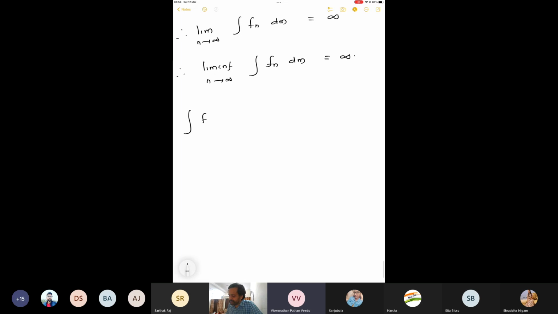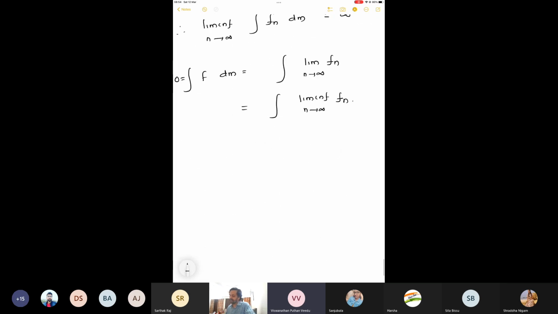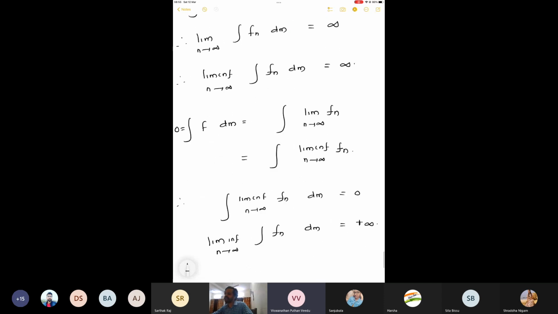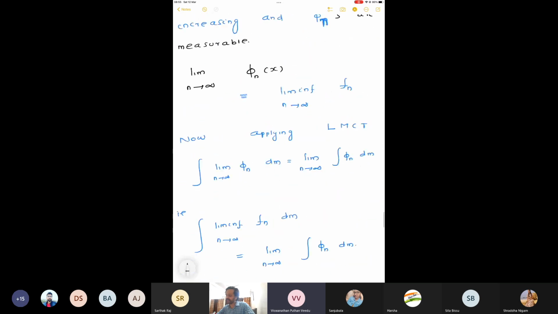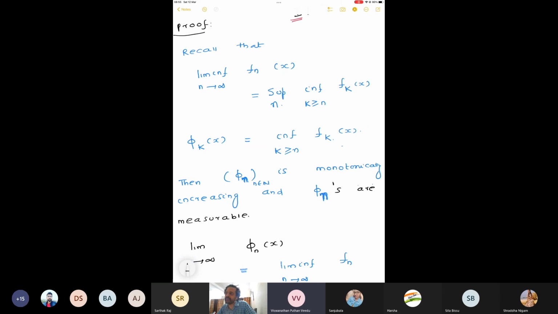Now, the integral of f dm, where f is the limit of Fn. In this case, the limit of Fn exists. Once the limit exists, that is the same as the limit infimum of Fn, and that is 0, we know, because f is 0. So we are getting the integral of the limit infimum of Fn dm as 0, whereas the limit infimum of the integral of Fn dm is plus infinity. That means in Fatou's lemma, you can have strict inequality. In fact, this example is the extreme case. At one end you have 0 and at the other end you have infinity. So that's why you cannot expect equality to hold, but that is the best we can say if you don't have the assumption of monotonic increasing.